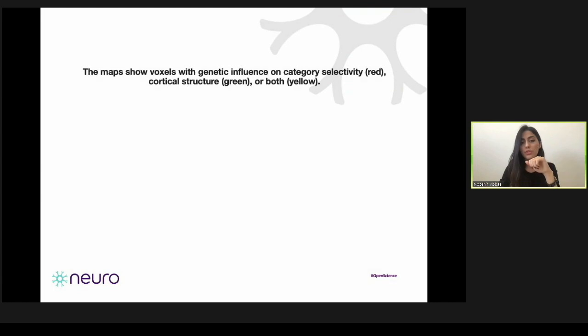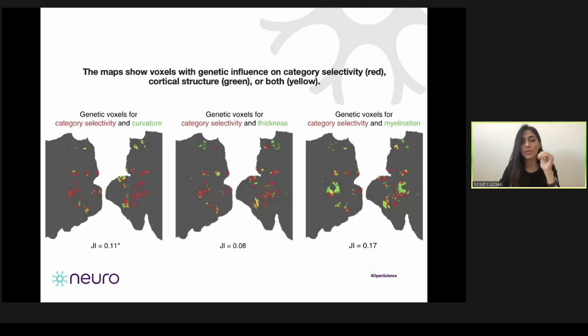Moreover, we performed another analysis, which was structural equation modeling for curvature, thickness, and myelination, to detect the genetic voxels of these structural features, and showed them here in green, while red represents the genetic voxels of functional activation. And as you can see here, there is literally no or few overlap between them. So we can say that the similarity that we saw in the function cannot be explained by the similarity in the structure. And what we found before in the functional activation is independent from the similarity of anatomy in MZ twins.